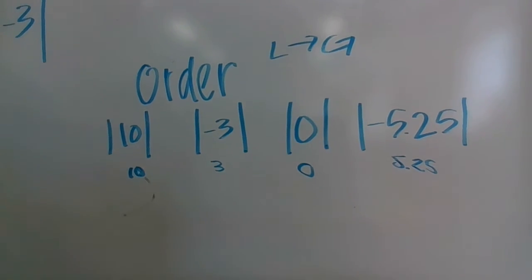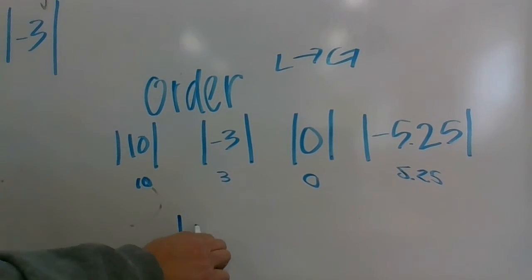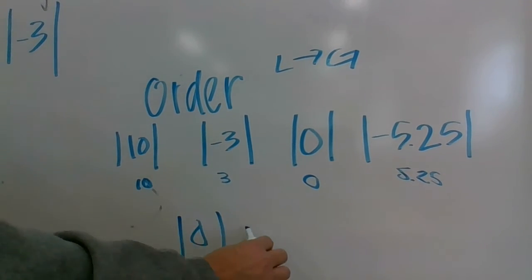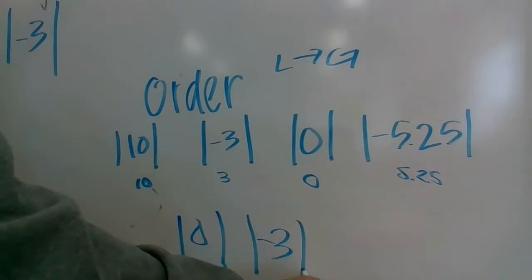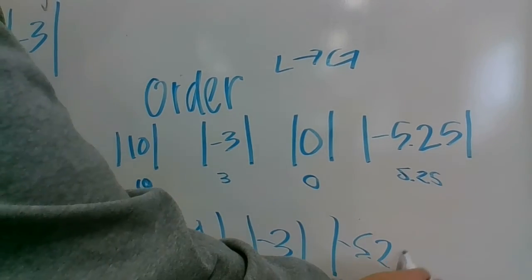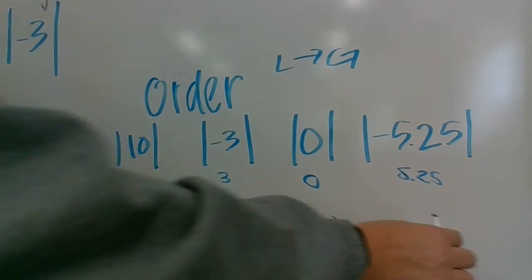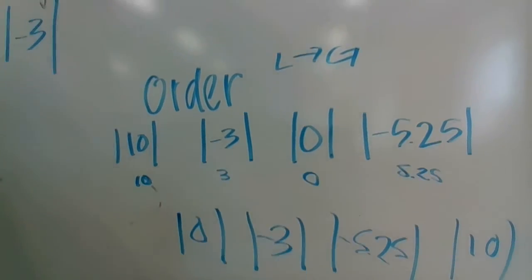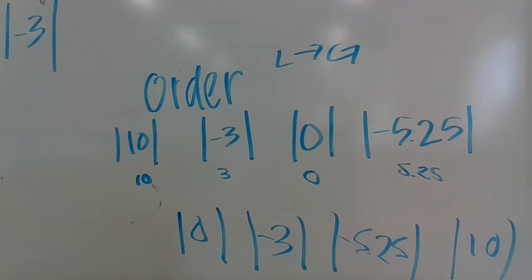So in this case, we would have our absolute value of 0 first. And then what comes next? We have our 3, so the absolute value of -3. Then we have the absolute value of -5.25. And then we have the absolute value of 10 for our order, from least to greatest.